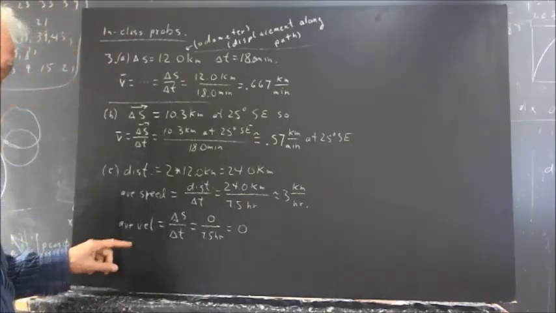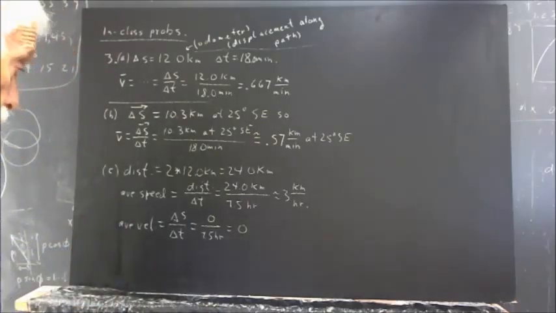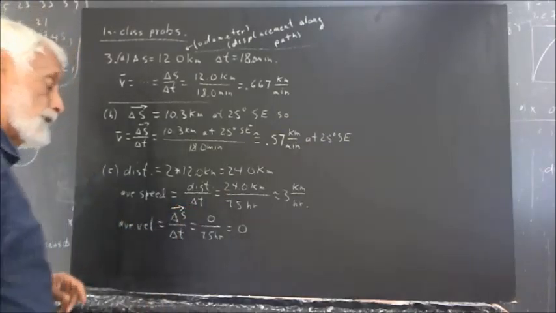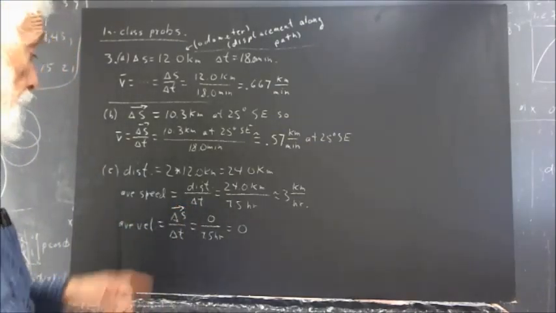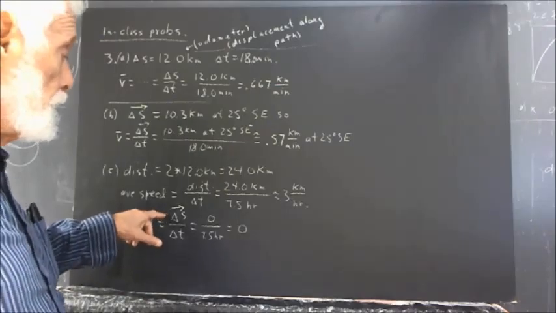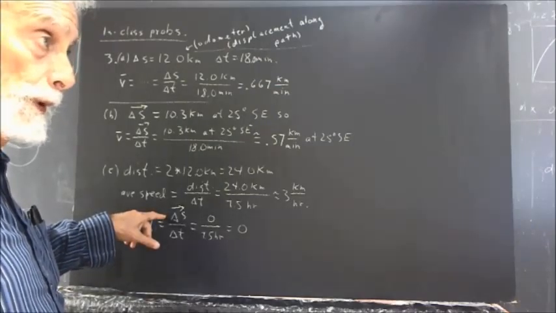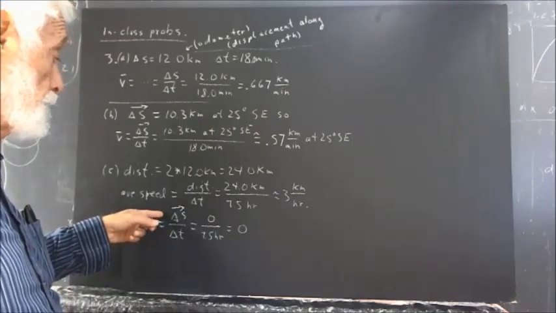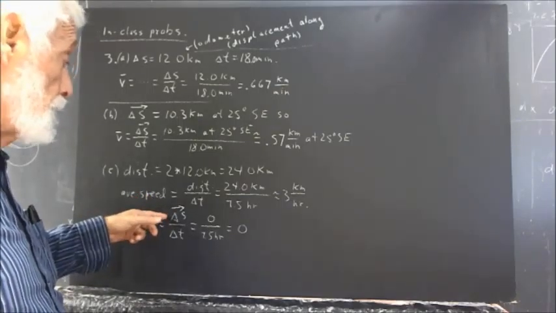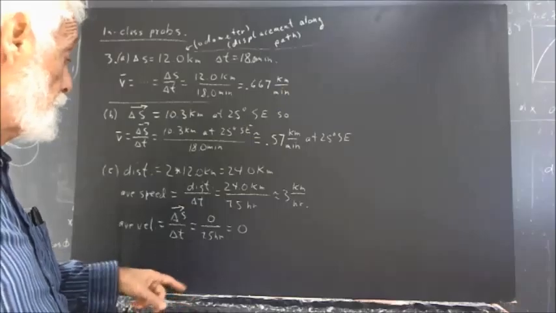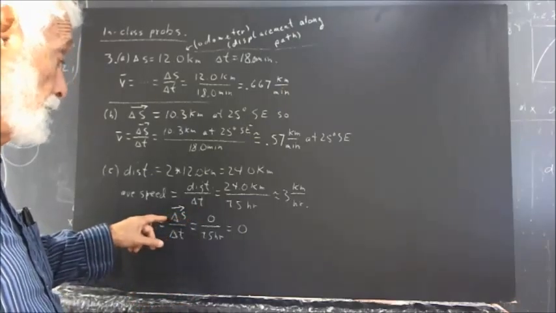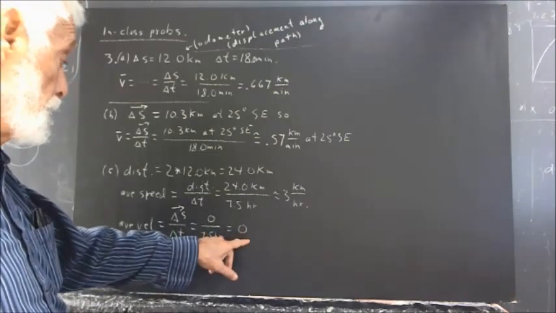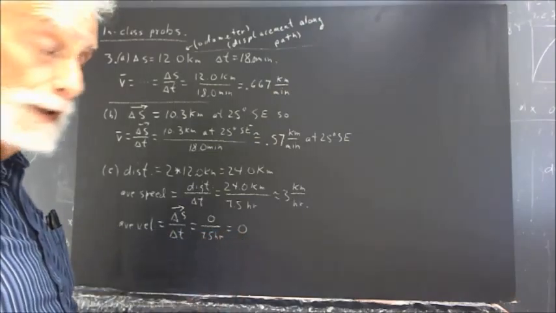Average velocity would be the vector delta S. And this is the difference between where we started and where we ended. Now, we started at the same place we ended. So ultimately, our delta S is 0. So we take the 0 displacement, divide by the 7.5 hour time interval, and we get an average velocity of 0.